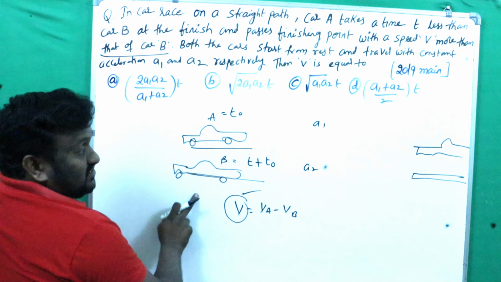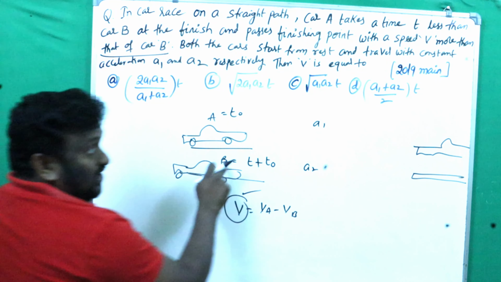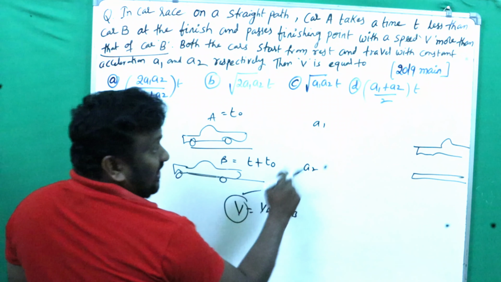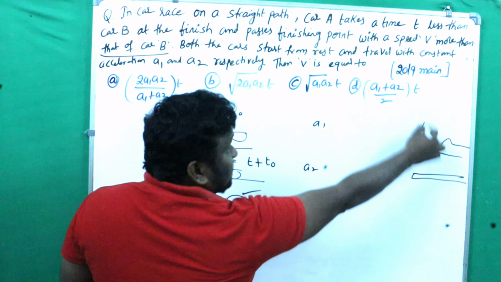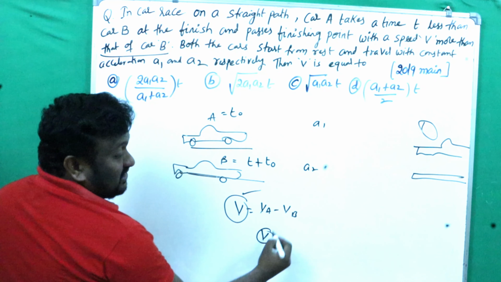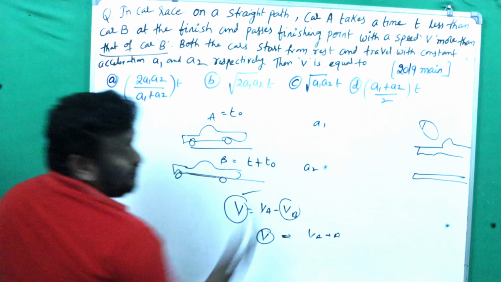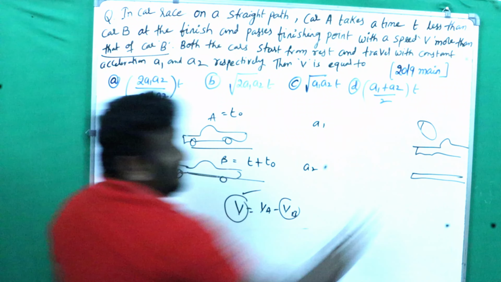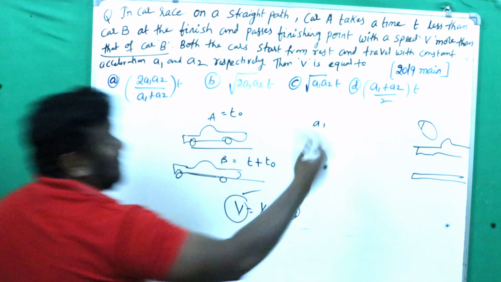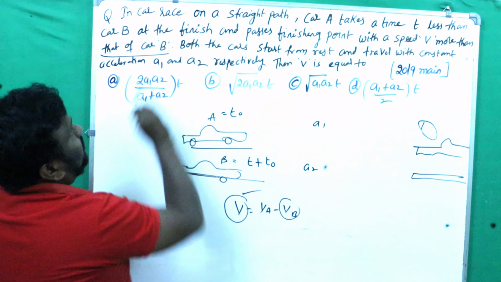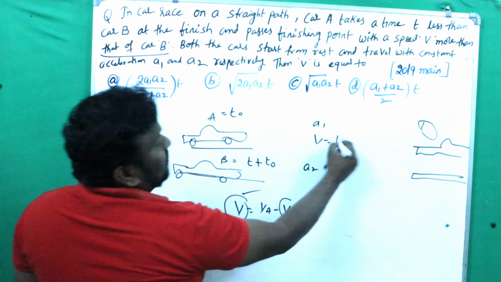Both cars start from rest. Car A is moving faster than B, and they are maintaining the constant accelerations A1 and A2, and car A first finishes the target, and that velocity V is more than that of B. Look here, simply car A is moving faster than car B. So V is equal to VA minus VB. Then VA is equal to V plus VB.